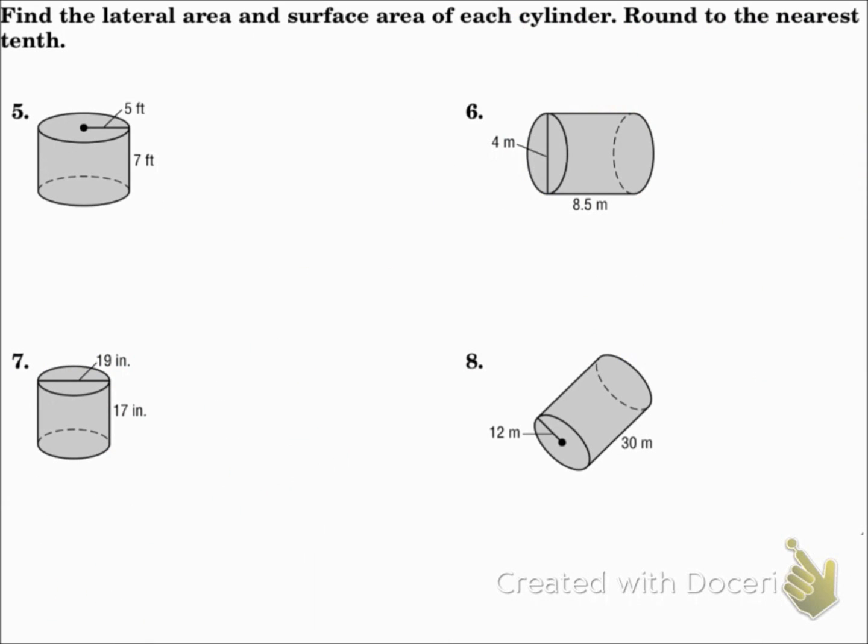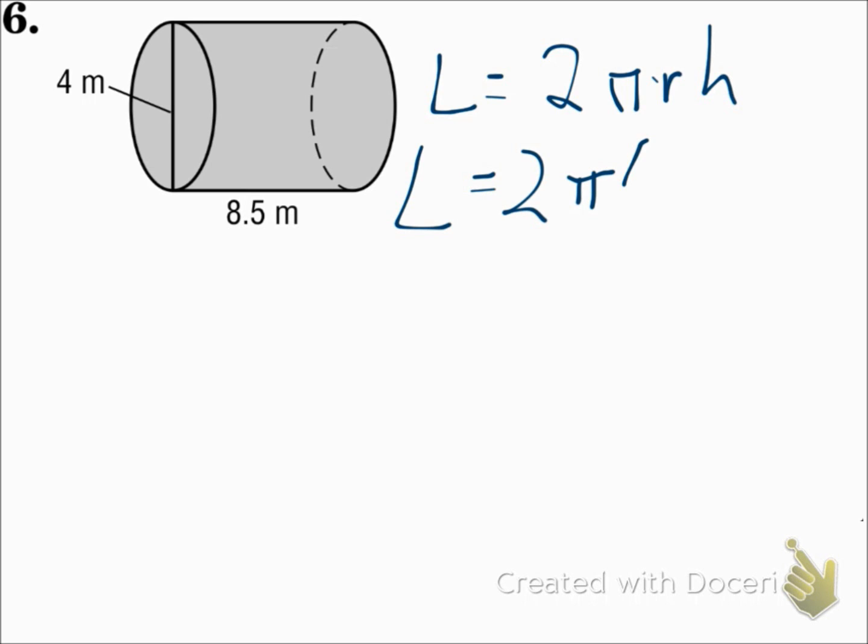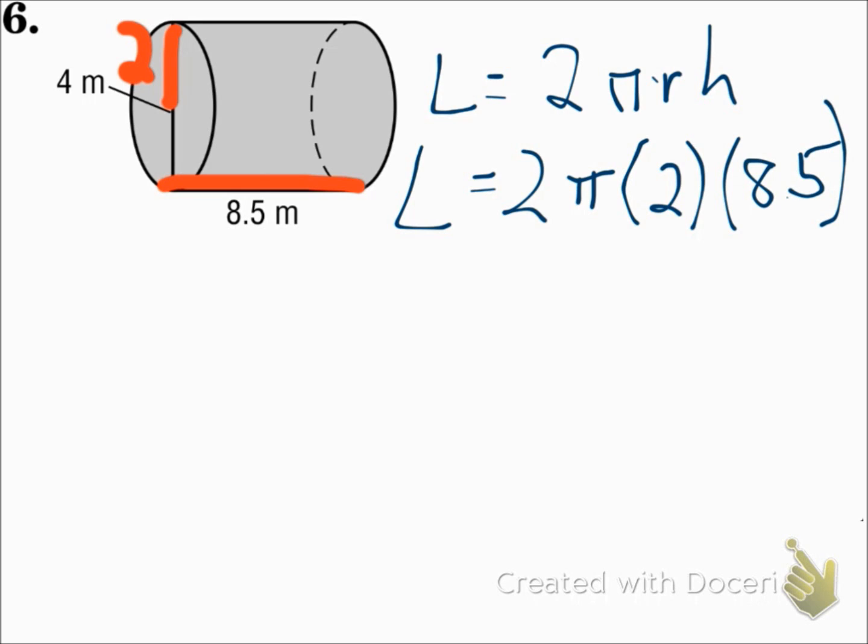Find the lateral area and surface area of each cylinder. Round to the nearest tenth. So we'll use the lateral area formula. L equals 2 pi RH. The radius of this cylinder will be 2. The diameter is 4. The radius is half that, which is just 2. The height of the cylinder is 8.5. Remember, the height is the distance between the bases.